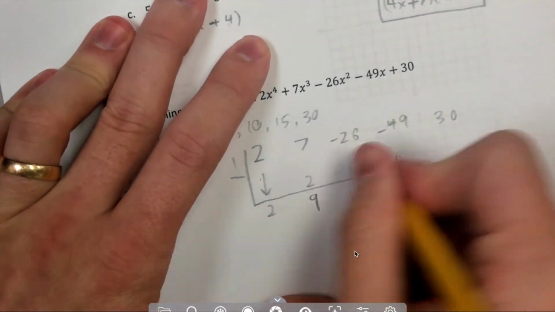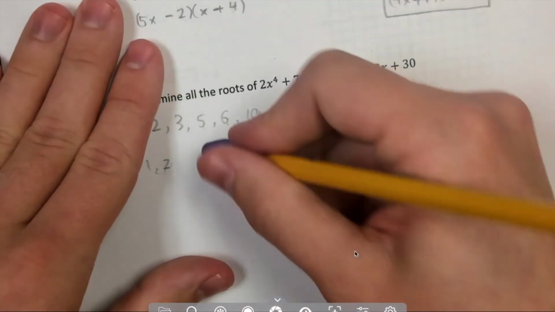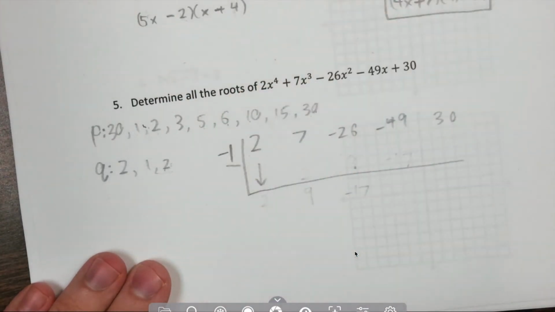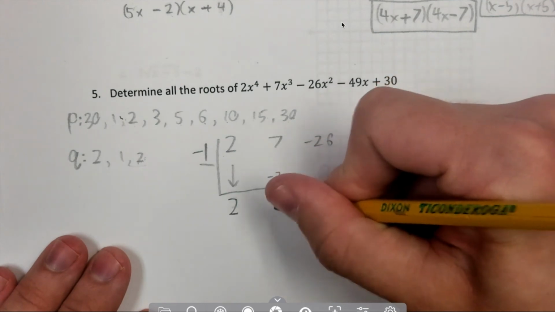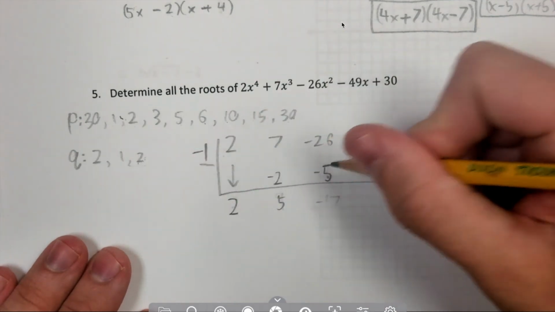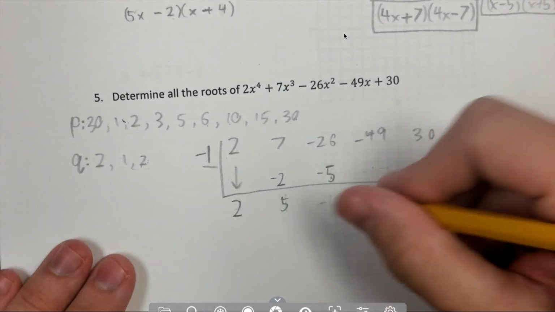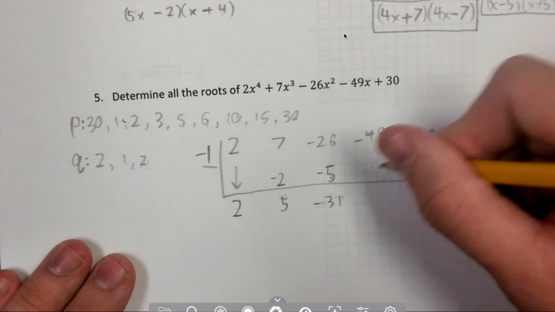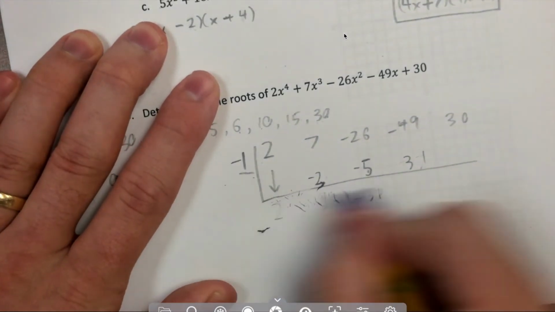Well, what do we do? We erase it all and restart. It's a fire drill. How exciting. Cool. And now we try negative 1. So we get negative 2. It's 5. This is fun. We get negative 31. Again, it looks like I'm not getting 0. So evidently 1 or negative 1 are not roots.